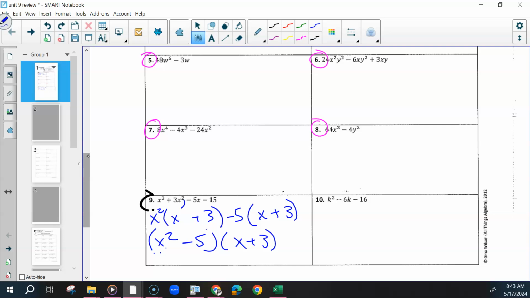Okay. With number 6, I would say go for a GCF first, even though these are both perfect squares. If you did the difference of squares first, you're going to end up with the GCF in both. So get rid of the GCF first. I could divide these both by 4. What would be left?